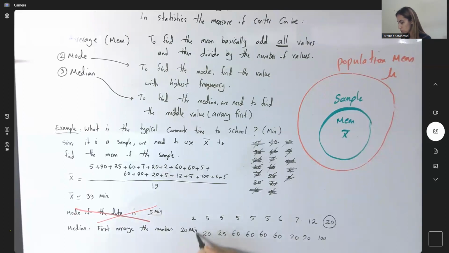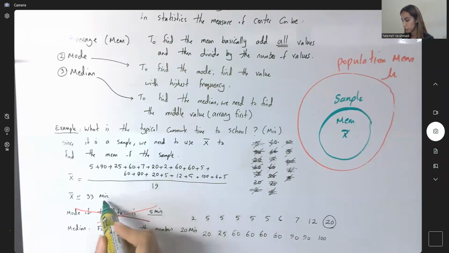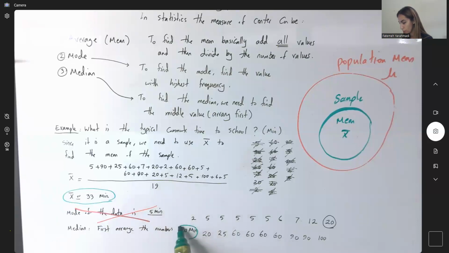20 minutes. Okay. So far you found the mean, which is 33 minutes. You found the mode, which is 5 minutes, too far off. We're not interested in looking at the mode at all, because it's just saying that it is 5 minutes. It's not a good typical value. Between X bar and the median, which is 20 minutes, we're going to work with X bar, right? So you're going to say that the typical value is going to be 33 minutes.